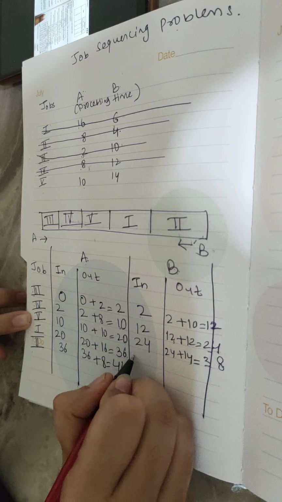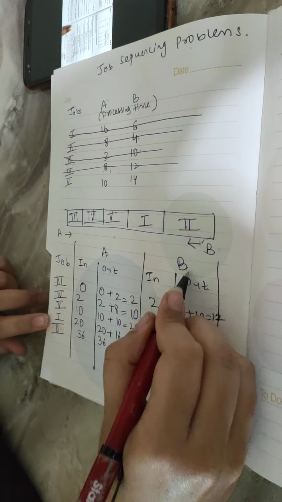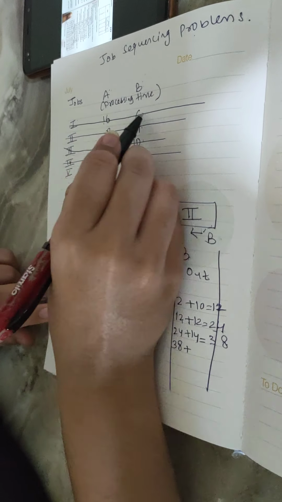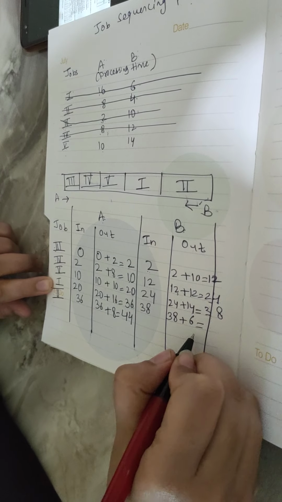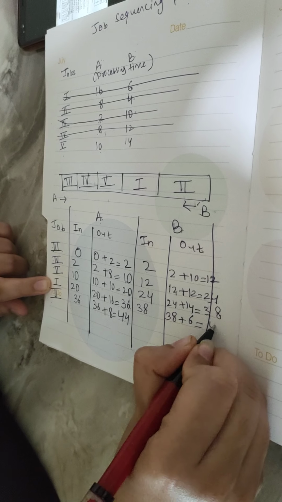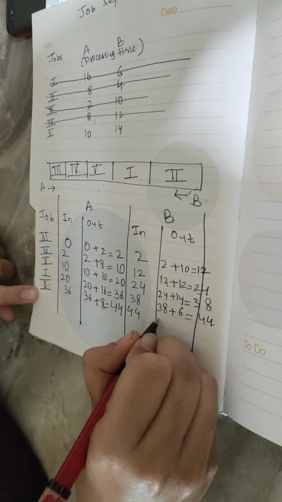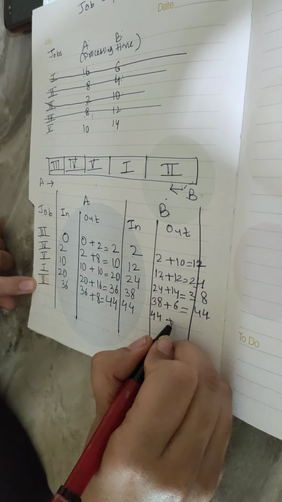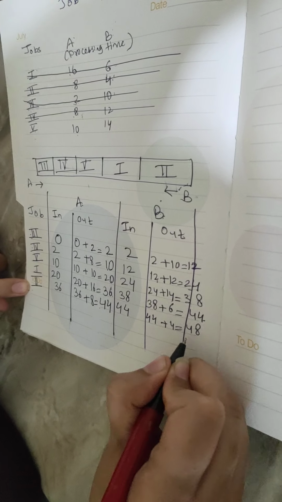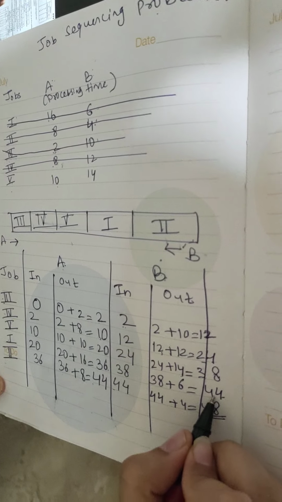38 is bigger or 36? 38. So this will be 38 plus. B is 1. B is 1 is 6. 38 plus 6 will be 44. This 44 and 44 is same, so here it will be 44. 44 plus B is second is 4. 44 plus 4 is 48. Not necessary these two will always come same.